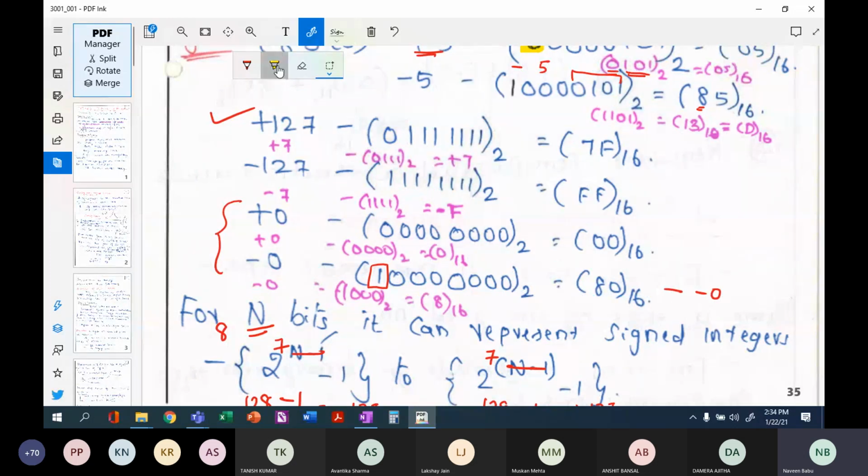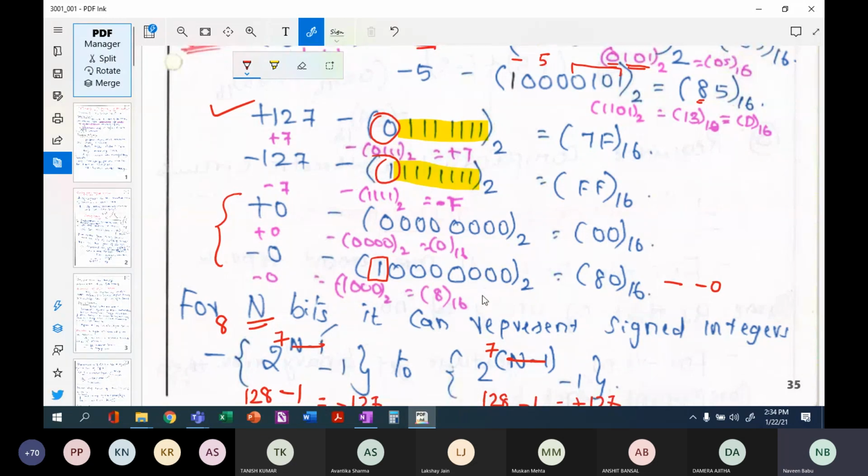Yeah, you see here that all the bits are the same. The magnitude bits are the same for the positive number and the negative number. The only difference here is in the sign bit. Okay, so this is one advantage.